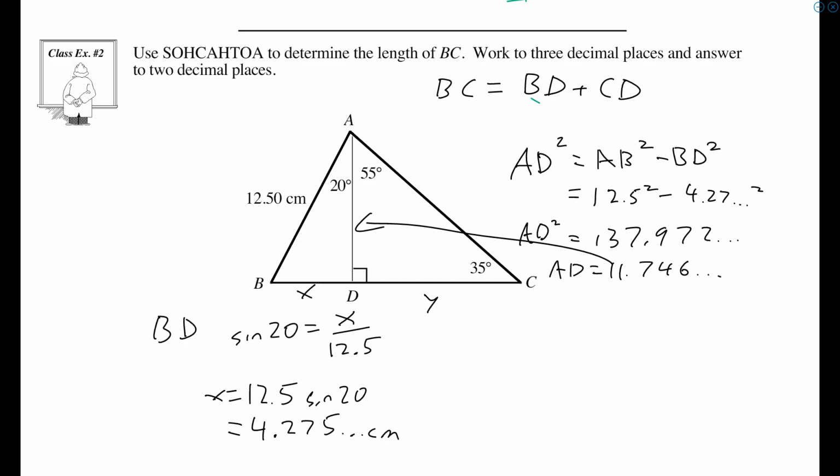If I have AD and I need DC, I have either of those angles. How should I set this up? The only piece of this triangle I don't really care about is the hypotenuse. I have this one and I'm looking for this one. We should be able to do a tan ratio. Tan is the one that uses opposite and adjacent, and we can use either 55 or 35. If I use 35, this is opposite, this is adjacent. If I use 55, this is opposite, this is adjacent.